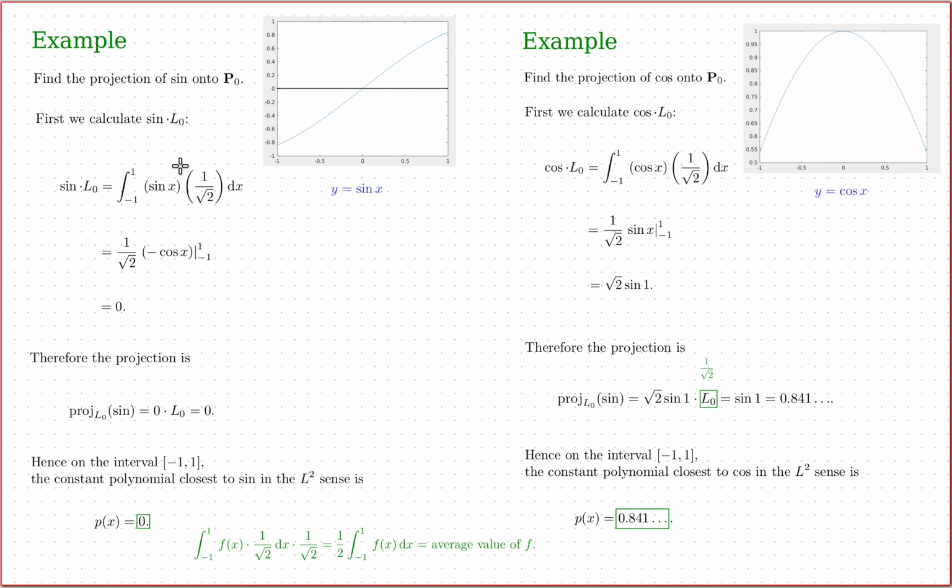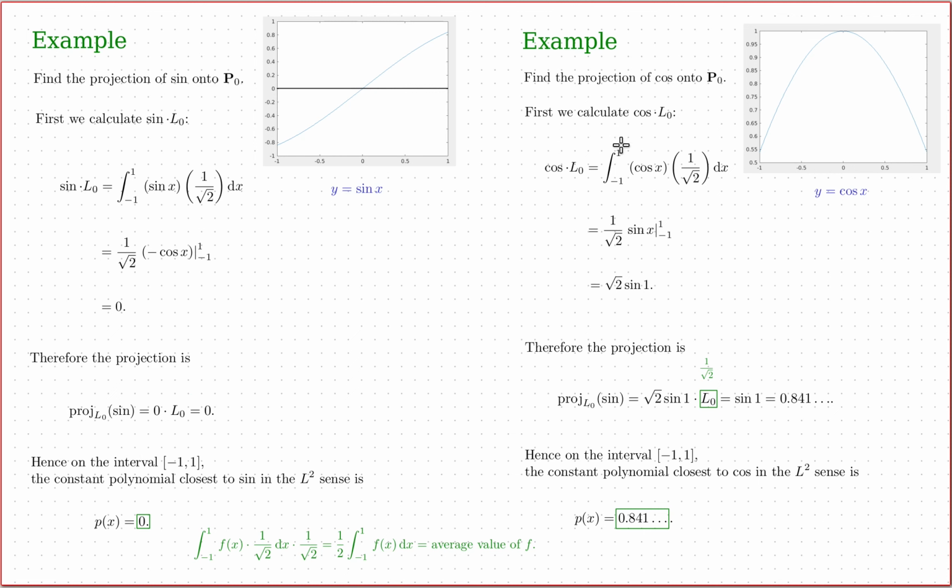We should have been able to predict that because sine is an odd function. So it's antisymmetric about the y-axis. If you integrate the sine function times any constant on the interval from -1 to 1, you're going to get 0. So okay, the dot product is 0. So in a sense, sine is orthogonal to L_0. That means that the projection of sine onto L_0 is the dot product 0 times L_0, which is just 0. Okay, so it's kind of disappointing. It turns out that the projection of the sine function onto P_0 is just the zero polynomial.